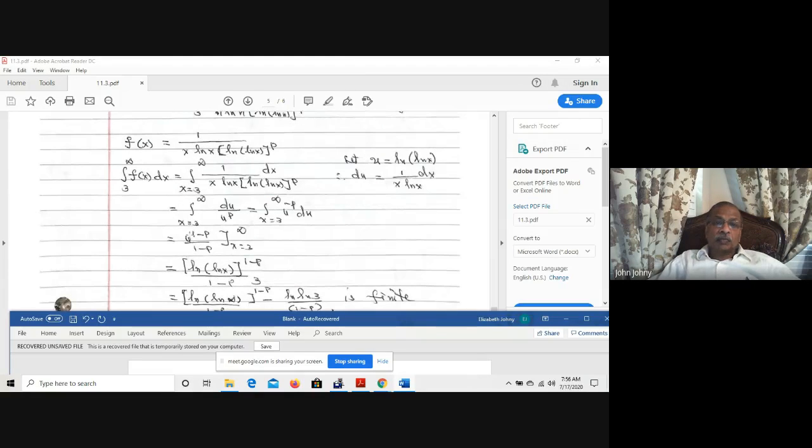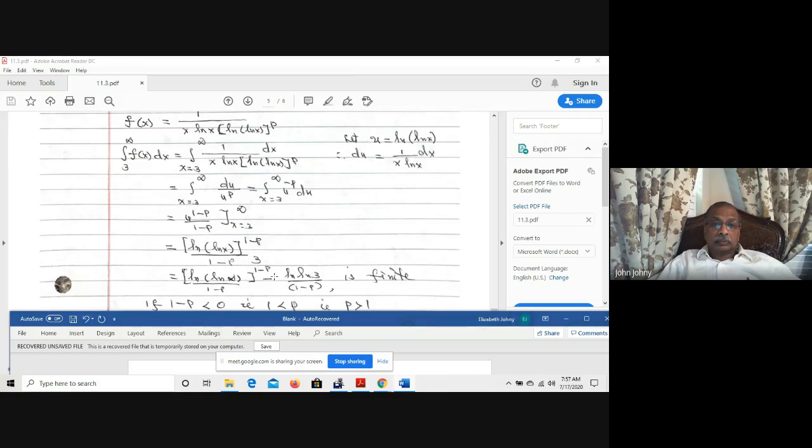So u to the 1 minus p over 1 minus p, because of the power rule, u to the negative p plus 1 over negative p plus 1. So substitute the limit from 3 to infinity. I made a mistake here. It's not 1 minus p, it is infinity. So when you substitute the upper limit, you get natural log of infinity divided by 1 minus p.